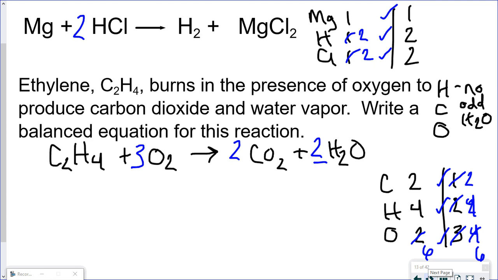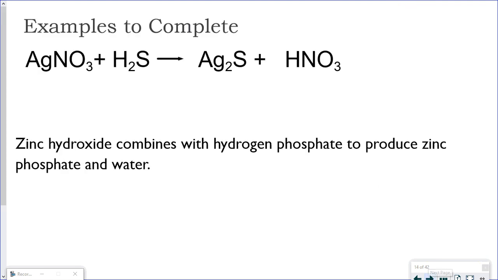Let's look at our last couple of examples. So the one up top, we have silver nitrate and hydrosulfuric acid producing silver sulfide and nitric acid. This is one where I said if you have a polyatomic that appears the same on both sides, you can leave it as a unit and you don't have to count them separately. So that may make it a little bit easier when you're balancing.